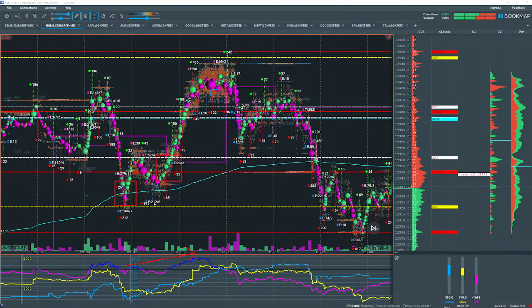rising cumulative volume delta, aggressive buyers, market buy orders coming in, shown by the green volume dots. Larger traders buying with icebergs, shown by the rising light blue line, as well as buy stop orders fueling the move higher, shown by the rising yellow line. Buy stop orders, shown with these small green dots.